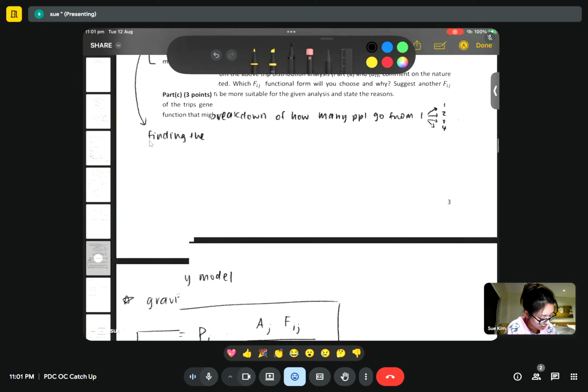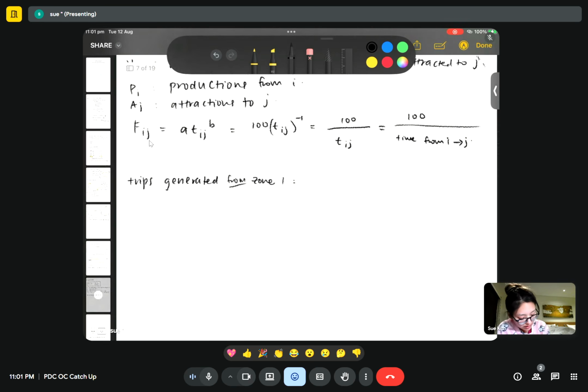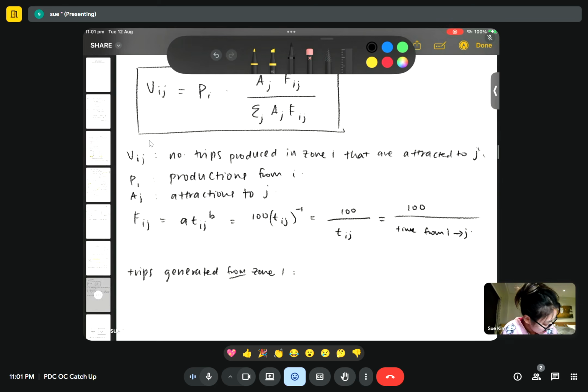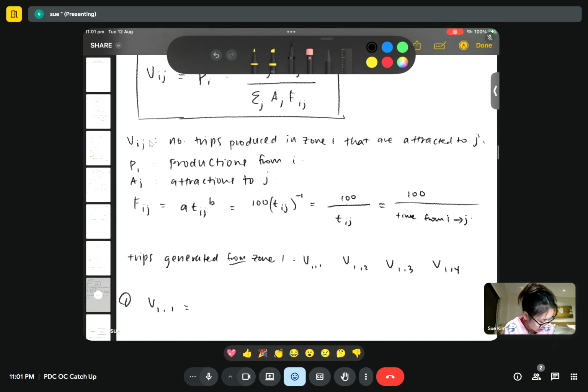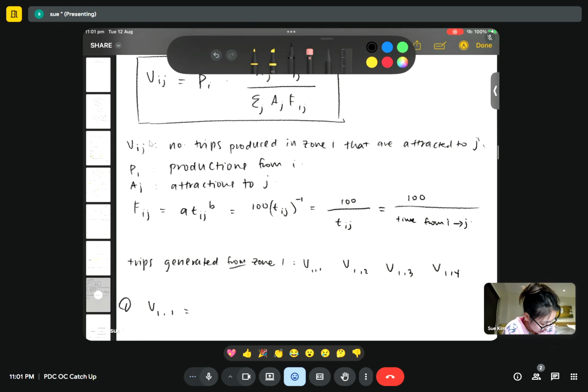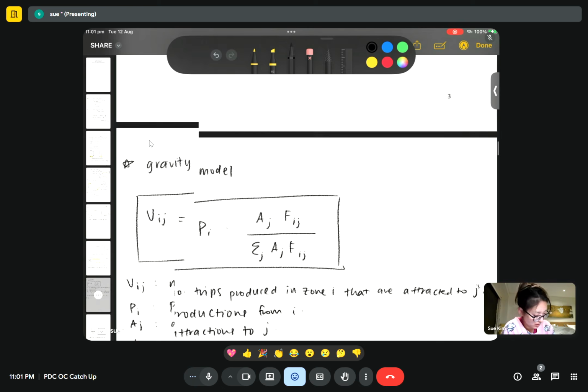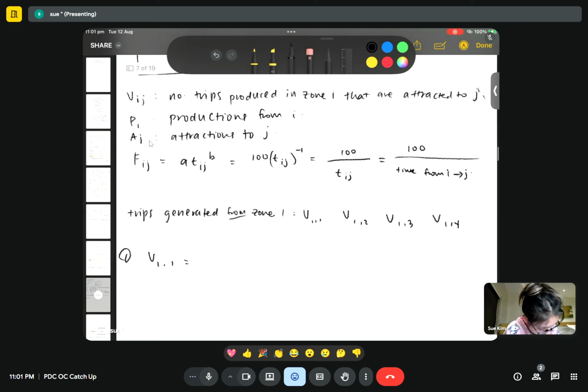In order to find the number of trips generated from zone 1, like I said, it's wanting us to find V1,1, V1,2, V1,3, and V1,4, so going from zone 1 to each zone separately. Let's start with the first equation, which is finding V from zone 1 to zone 1. Firstly, I need Pi, which is the productions from zone 1. So this is equal to P1 times A1.